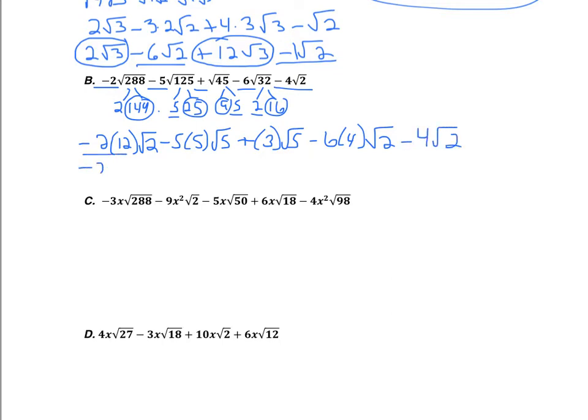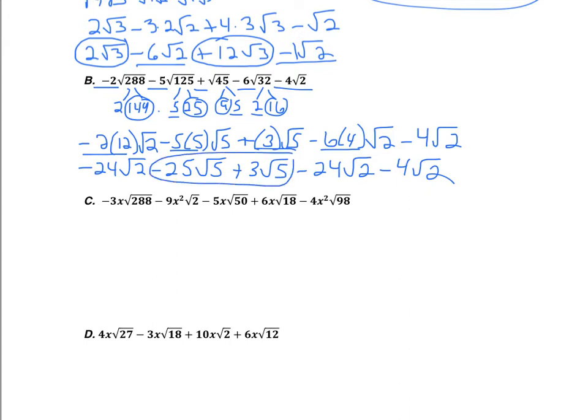Negative 2 times 12 is negative 24 root 2. 5 times 5 is negative 25 root 5. We have plus 3 root 5. 6 times 4 is minus 24 root 2 minus 4 root 2. Then we're going to look for things that have the same root. So negative 25 and 3 root 5 is negative 22 root 5. And negative 24 minus 24 is negative 48 root 2. Minus 4 more is negative 52 root 2.